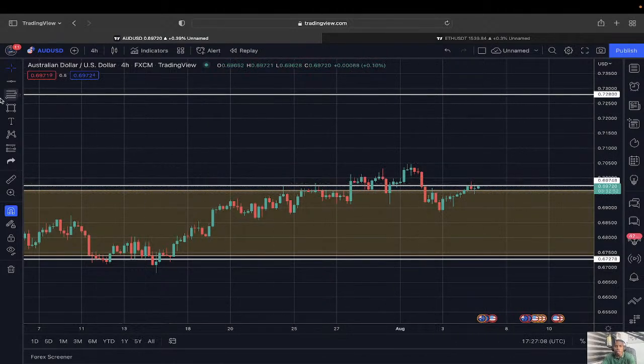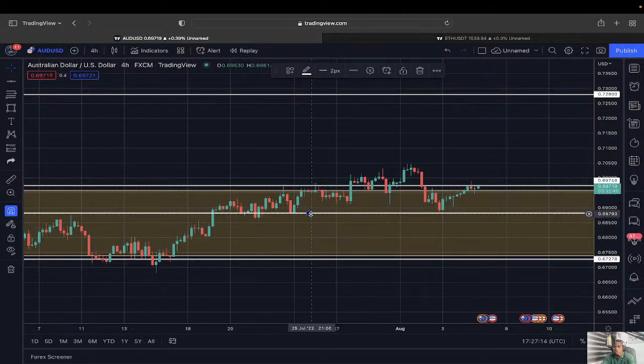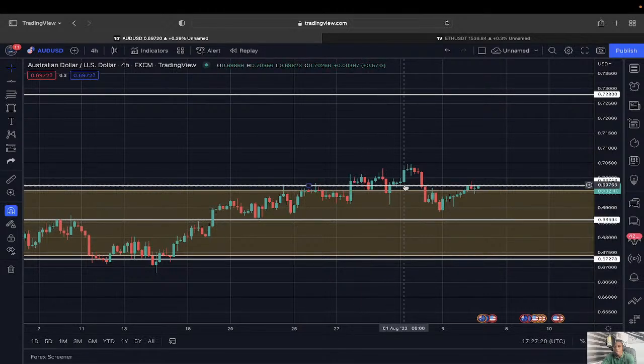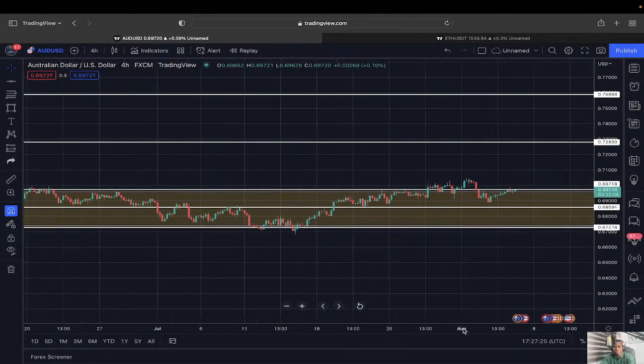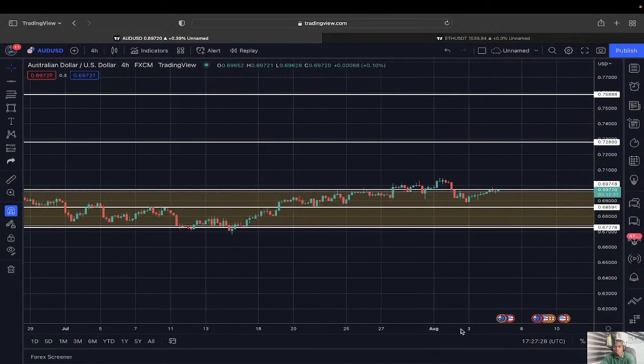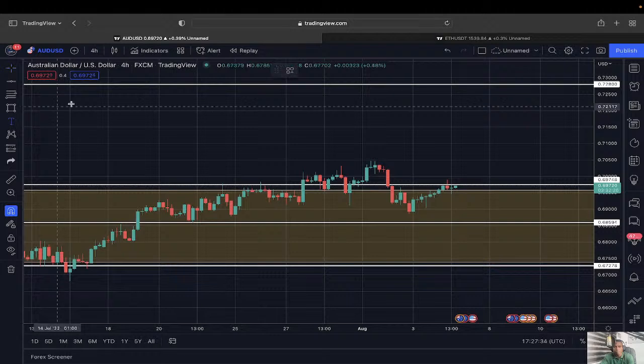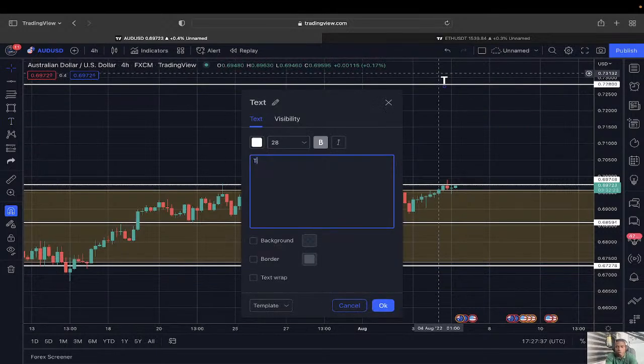Knowing fully well that your stop loss, for me, I'm setting my stop loss at the next support level, and then my take profit at the next resistance level. This is where my TP would be. Take profit would be at 0.72800.